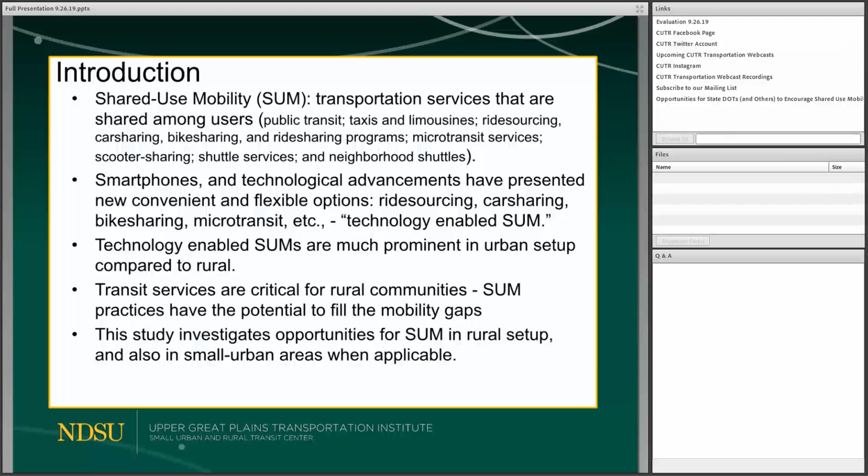Well, this study investigated various categories of shared use mobility services applicability primarily in rural communities and also in small urban communities when applicable. We have determined potential ways shared use mobility services can supplement and or complement traditional rural transit or transportation services that are already existing.